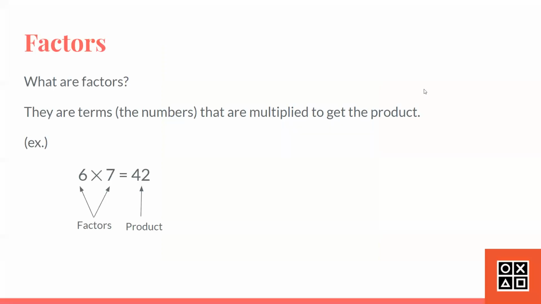Let's start. So what are factors? Factors are terms or numbers that are multiplied to get a product. For example, we have 6 times 7, which equals 42. 6 and 7 are factors because when they're multiplied, they result in a product of 42. So this is the product, and these are the factors.